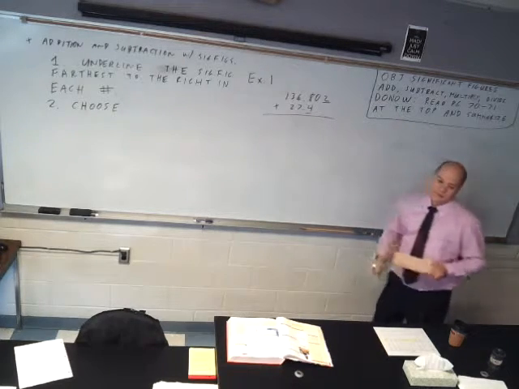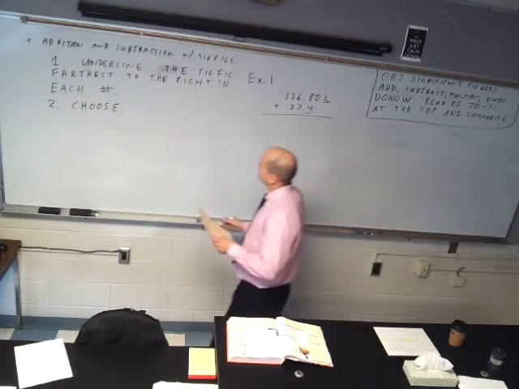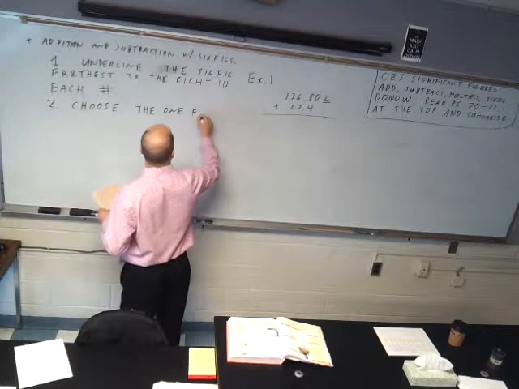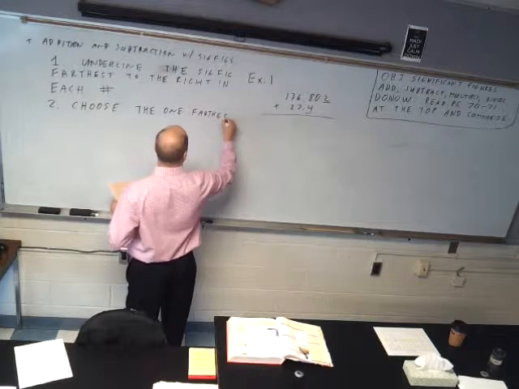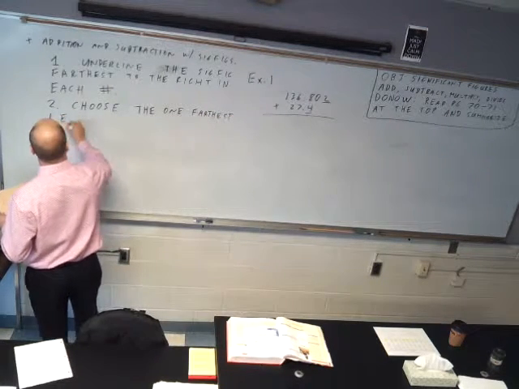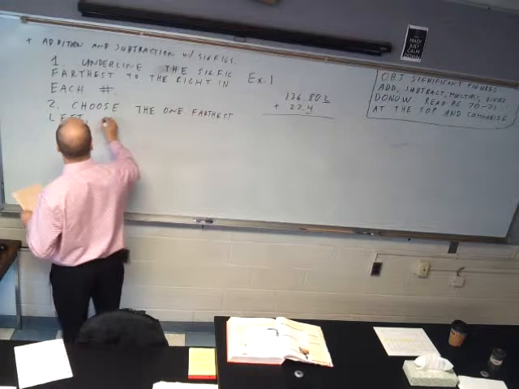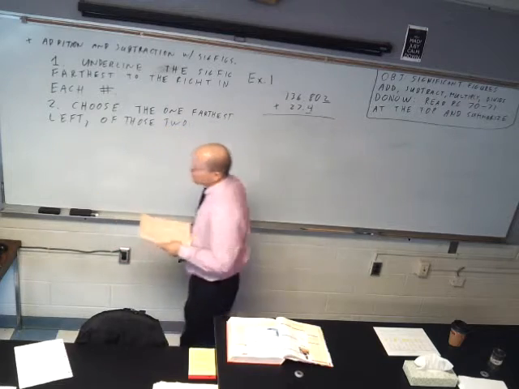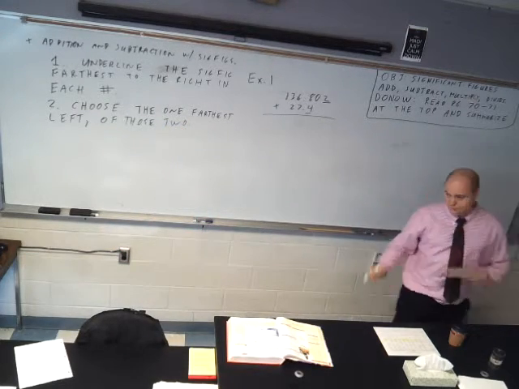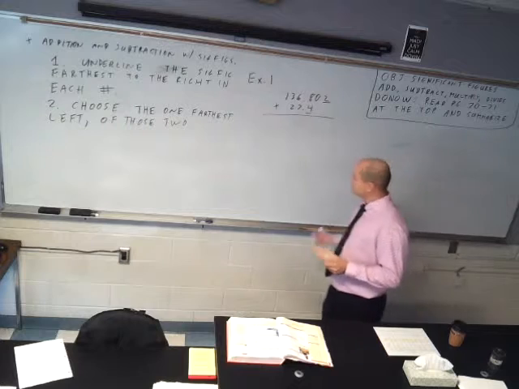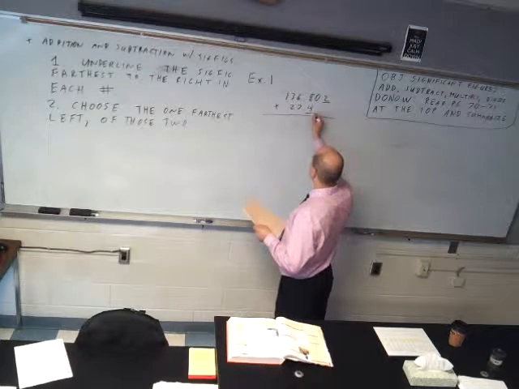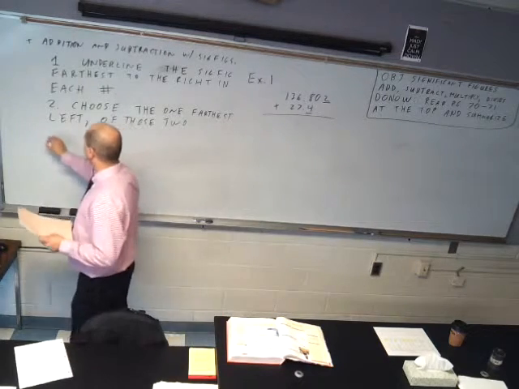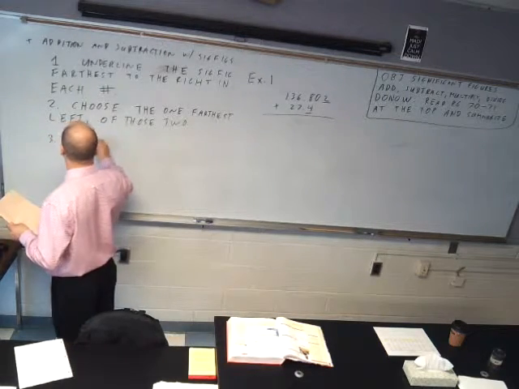So there we go. So then choose the one farthest left of those 2. So out of the 2 that we underlined, we got to pick the one that's farthest to the left. And this is where we're going to round our answer. So for 3, I'll just put round there.